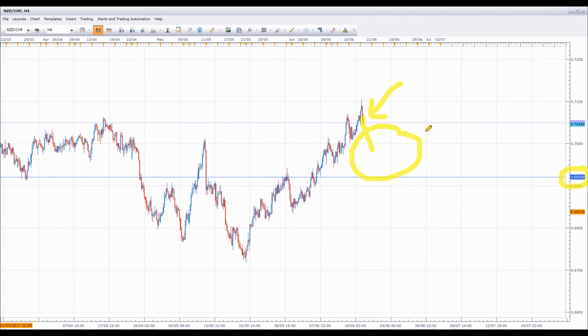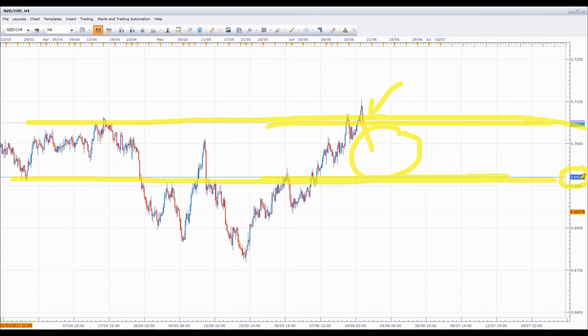and after the news announcement comes out, we're going to start to look for bearish formations and patterns in this area, denoted by the top and the bottom here, and we're going to be looking to take those patterns down towards the 0.6928. So this 0.6928, that is the target that we're looking for on the New Zealand franc this week.